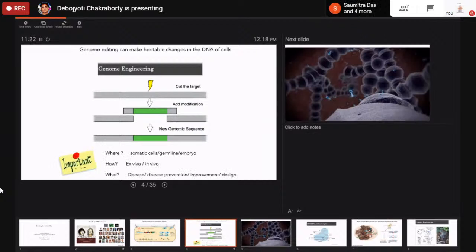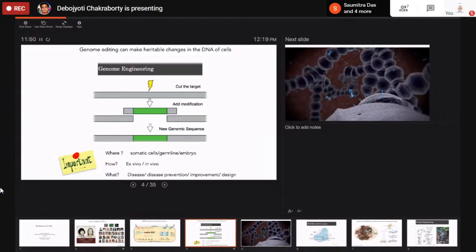And how does this work is what we are really concerned about. As in, where do you do the genome editing? Do you do this in the embryo? Do you do it in the cells of the body or germline? As it turns out, each of them have their own advantages, disadvantages, pros and cons. How do you do it? Do you take out the cells from an individual, do the correction on the DNA, give those cells back, or do you try to make the correction right inside the body itself?